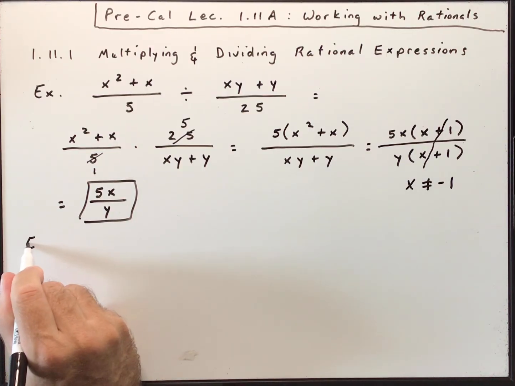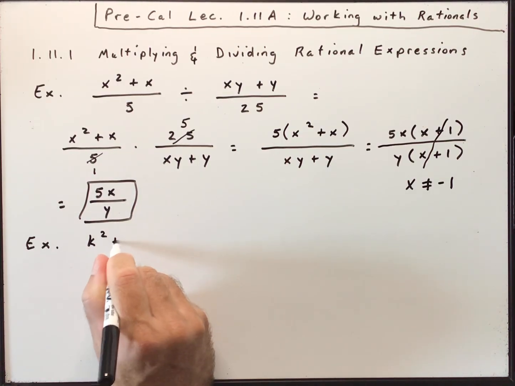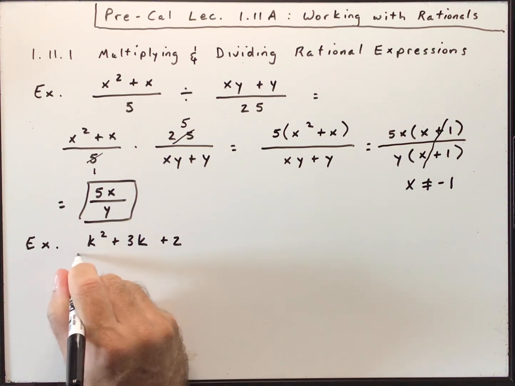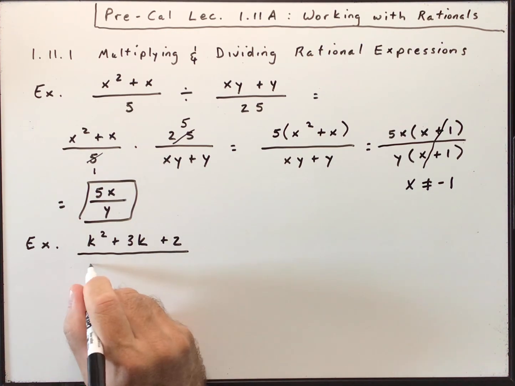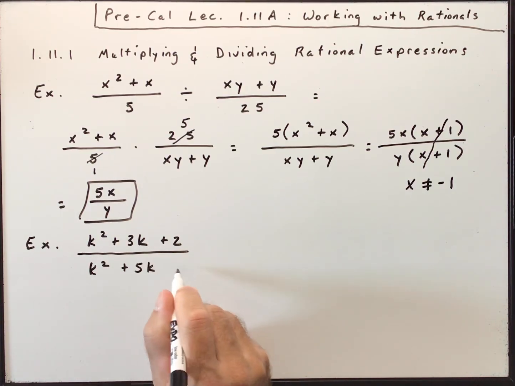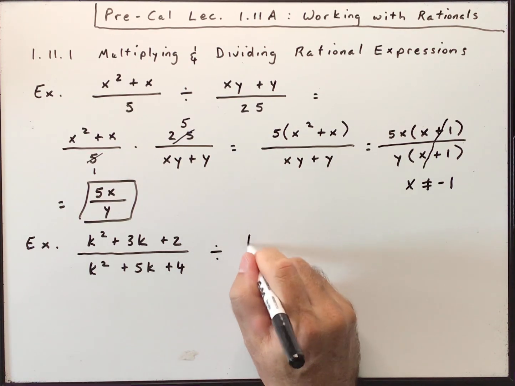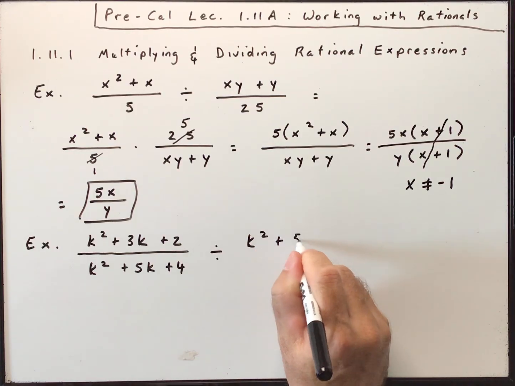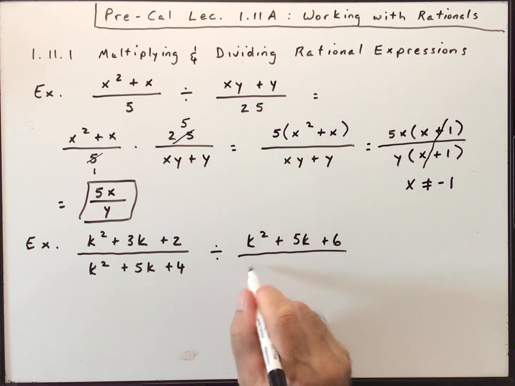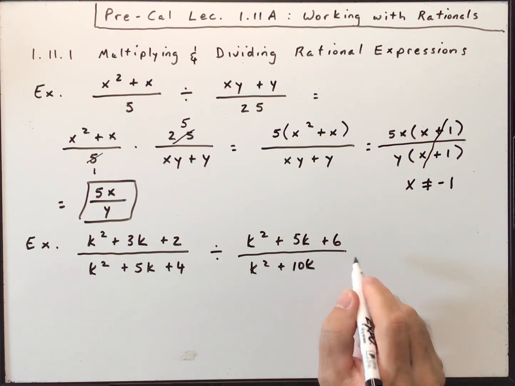All right, let's do another one that looks terribly fancy. Let's say we have k squared plus 3k plus 2 over k squared plus 5k plus 4. And we want to divide that by k squared plus 5k plus 6 over k squared plus 10k plus 24.